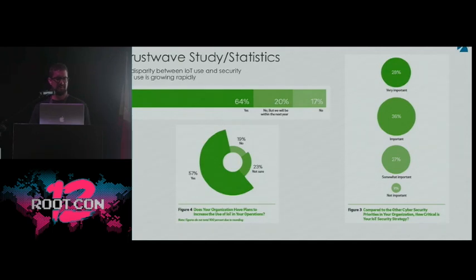So one thing that was very interesting is that 84% of organizations are already using IoT, but very few of them thought that IoT security was very important. So they're leaving this huge door open to hackers in their environment by not really paying attention to IoT security as they should.